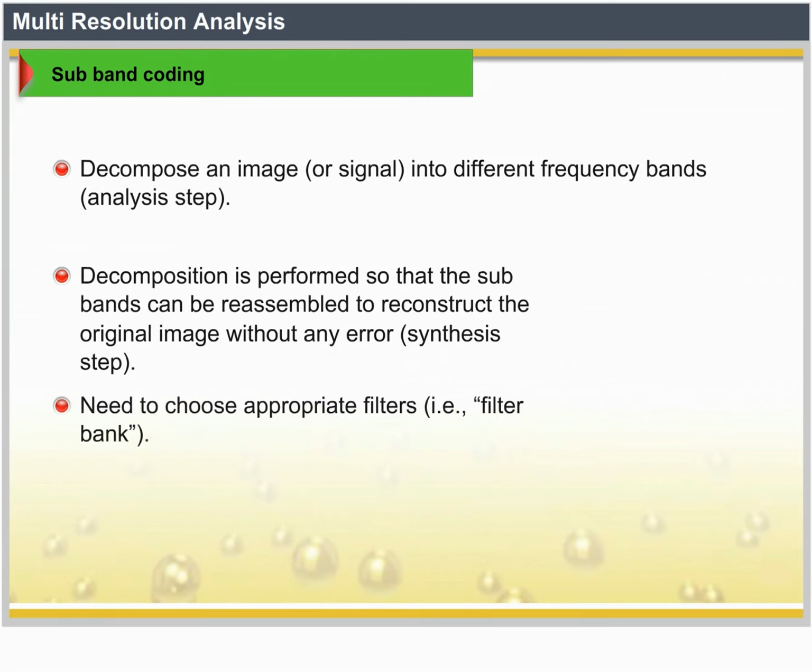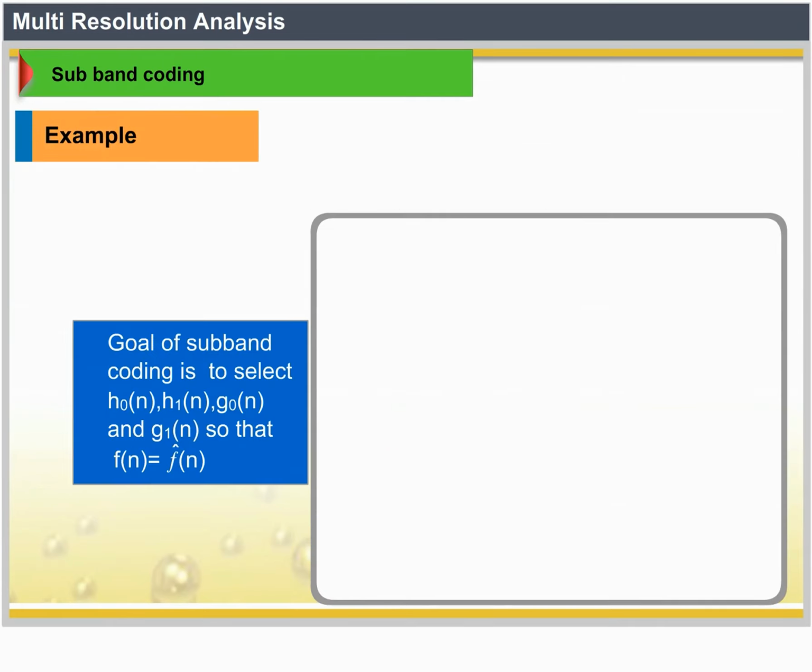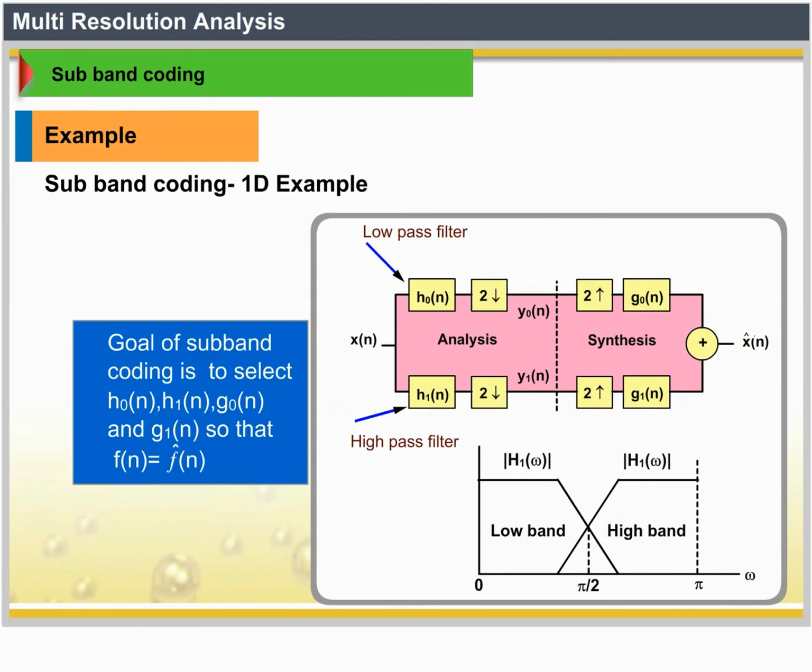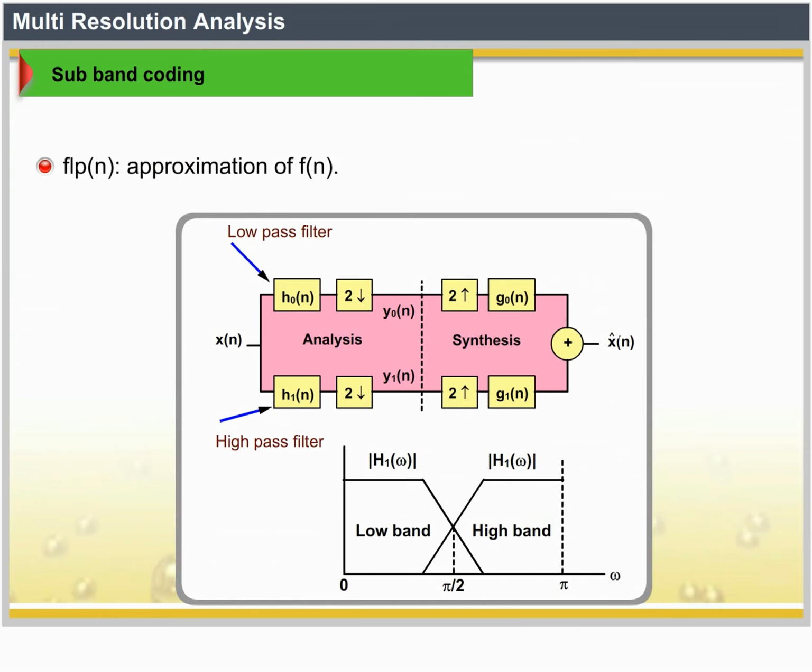Example, sub-band coding, 1D example, 2-band decomposition. The goal of sub-band coding is to select H0(n), H1(n), G0(n), and G1(n) so that f(n) equals f cap(n). FLP(n) is the approximation of f(n). FHP(n) is also the detail of f(n).